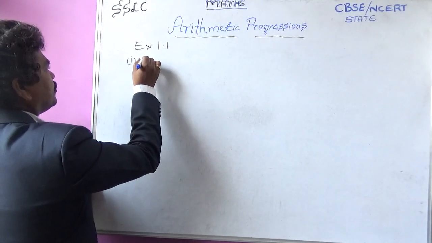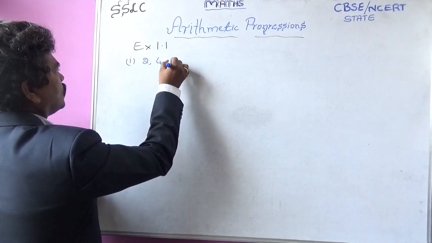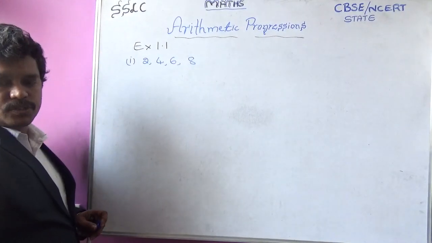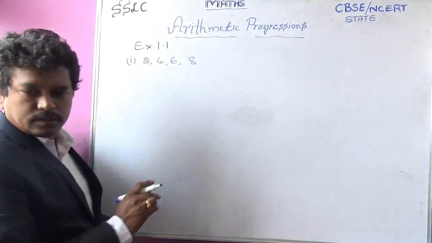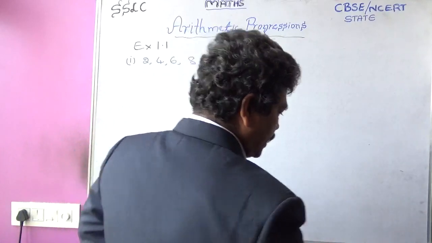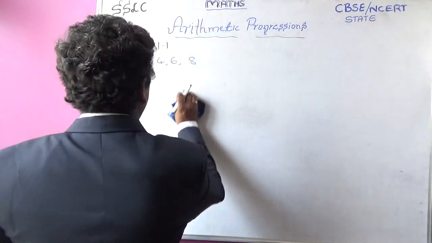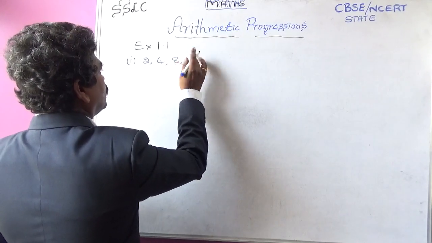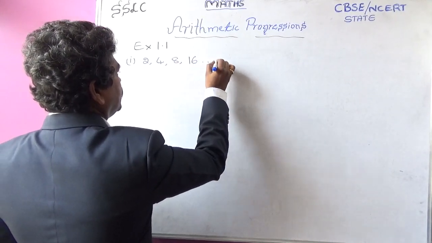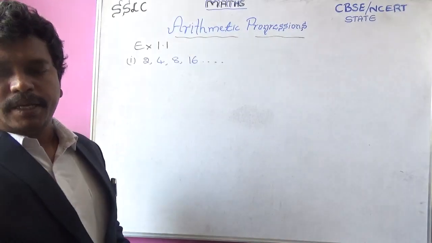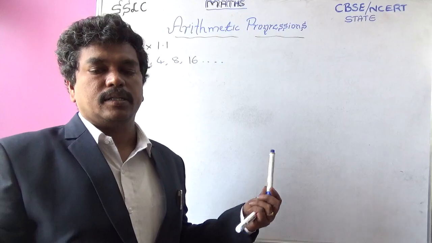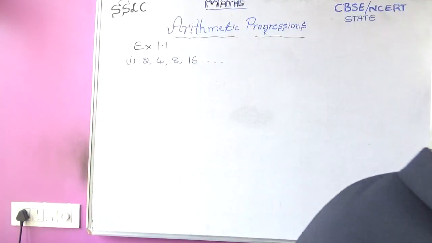Here the first problem is 2, 4, 8, 16, and so on. This is the series they gave. So now we have to find out whether it is an AP or not. How can you find it?